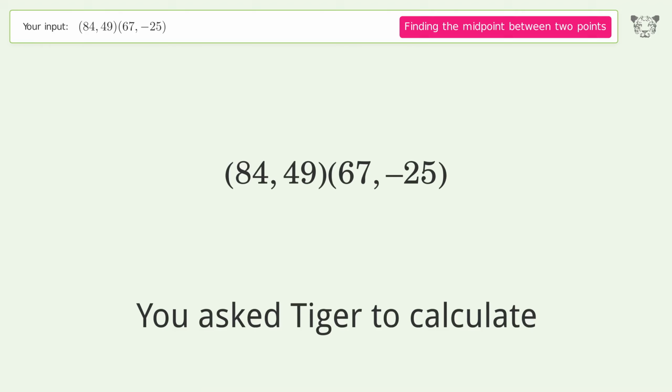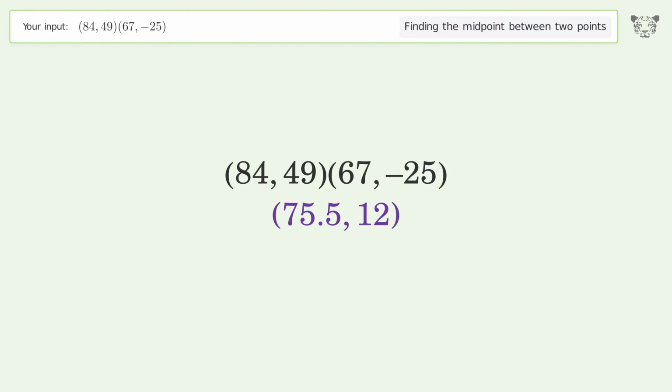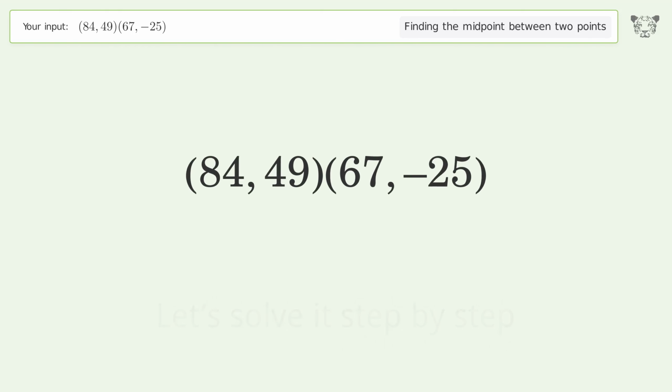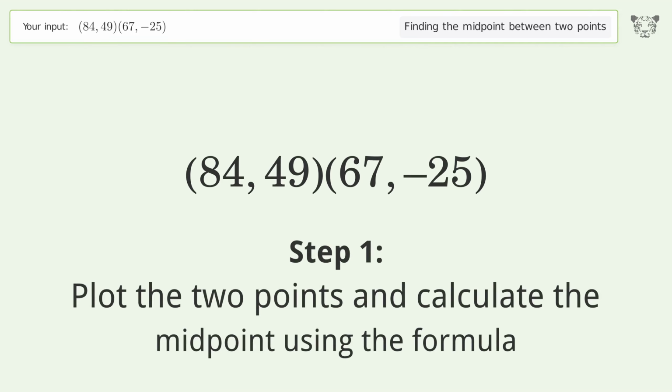You ask Tiger to calculate. This deals with finding the midpoint between 2 points. The midpoint between the 2 points is 75.512. Let's solve it step by step. Plot the 2 points and calculate the midpoint using the formula.